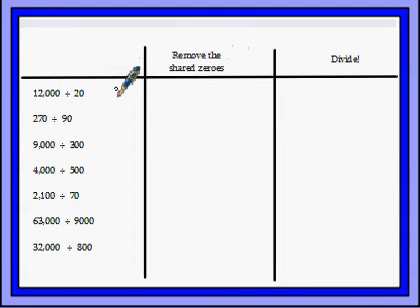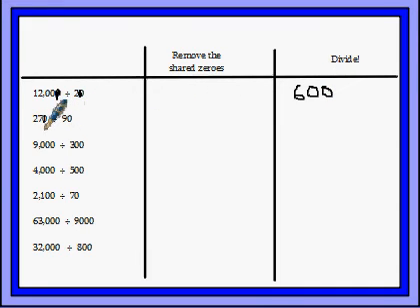We're going to do these together. And remember, all we're doing is taking away our shared zeros and then dividing normally. So our problem becomes 1200 divided by 2. If I do 12 divided by 2, that's 6. And then I've got 2 zeros left in my problem, so I'm just going to transfer them to my answer.